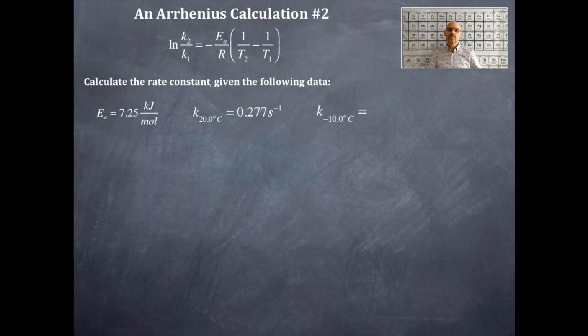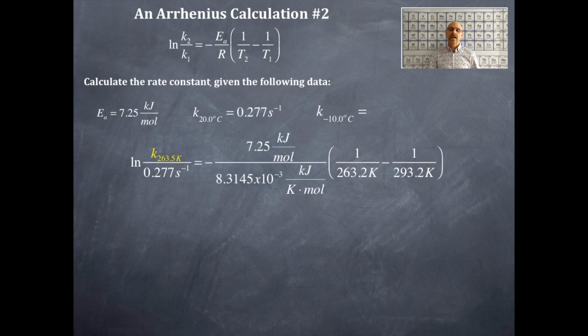So what we're going to do is plug in these values into those two simultaneous equations, and let's see what we get from that. So I got a natural log of the rate constant that I'm solving for, at 263.2 Kelvin, divided by 0.277 to the negative 1 seconds, that's per second.